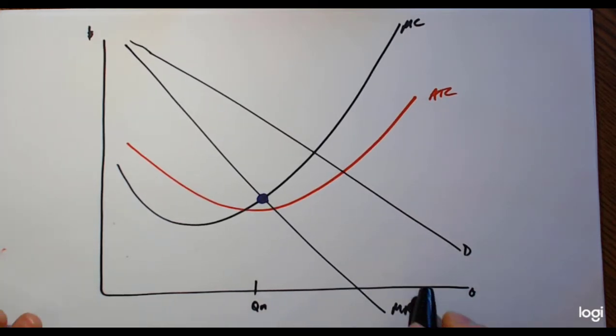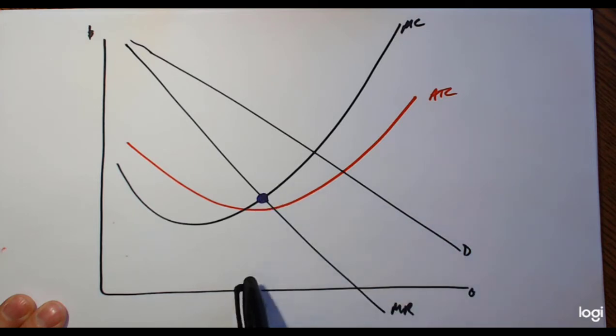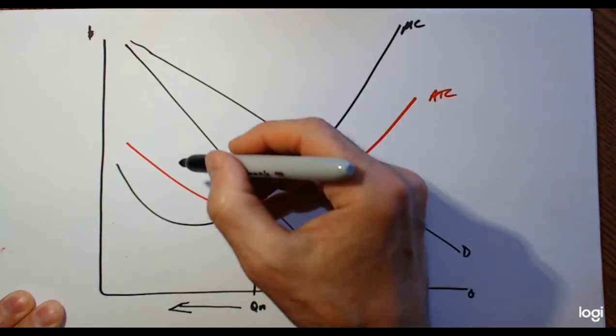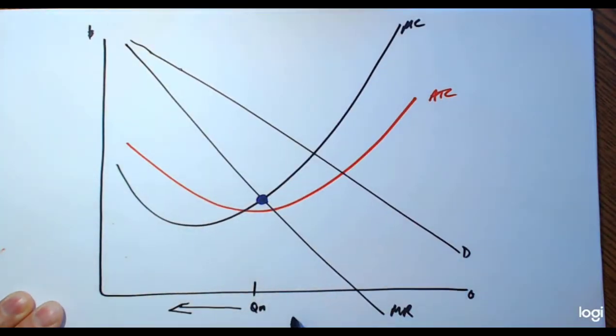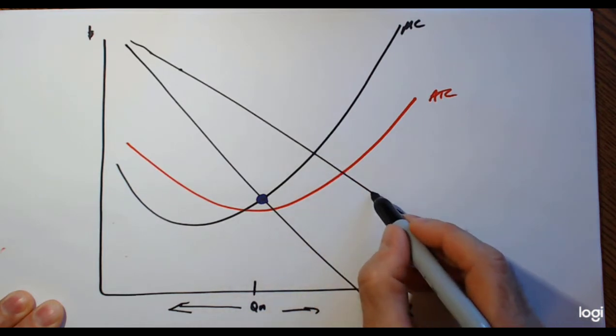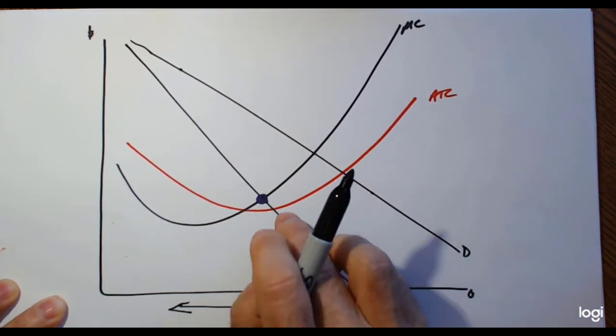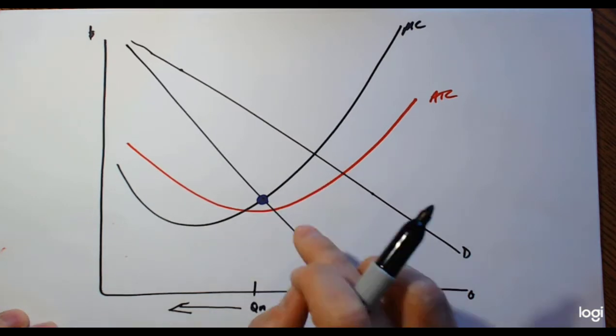It's an optimal point. The monopoly could choose a quantity that's much, much less, move in this direction. It wouldn't be optimal, but they could choose a quantity that would end up here, or they could increase quantity and move down here. That would not be optimal. This is the optimal point, as we've discussed.